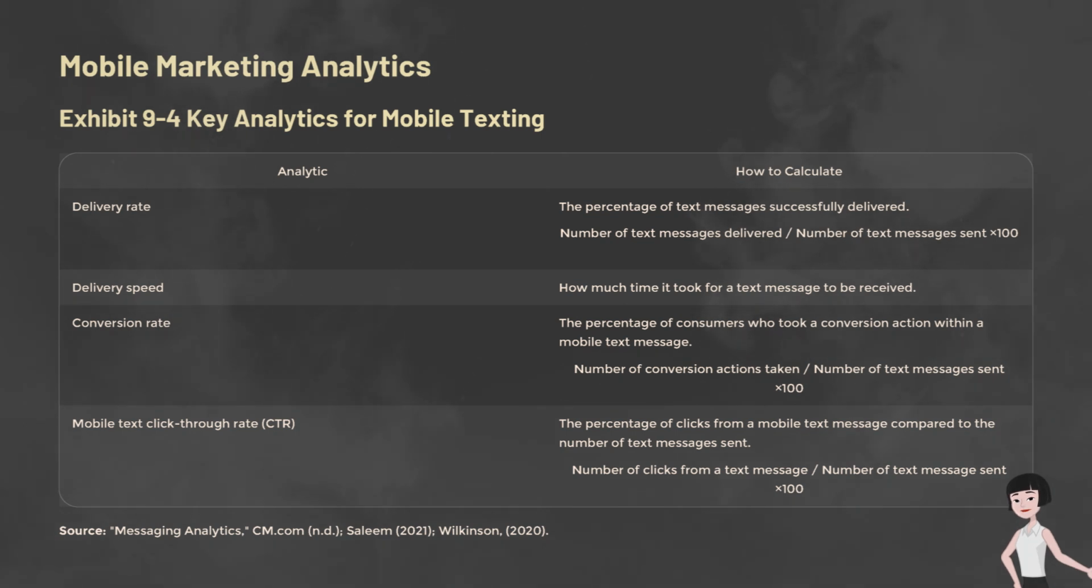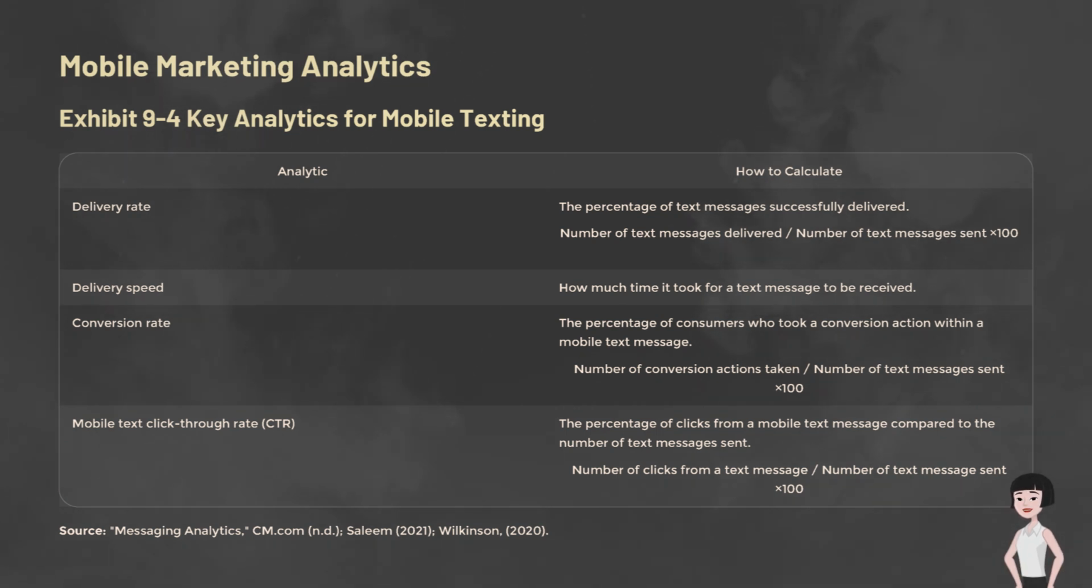Finally, mobile marketing analytics also apply to text campaigns. Exhibit 9-4 highlights key analytics for mobile texting. Delivery rate measures the percentage of text messages that were successfully delivered. Delivery speed measures how long it took for a message to be received.